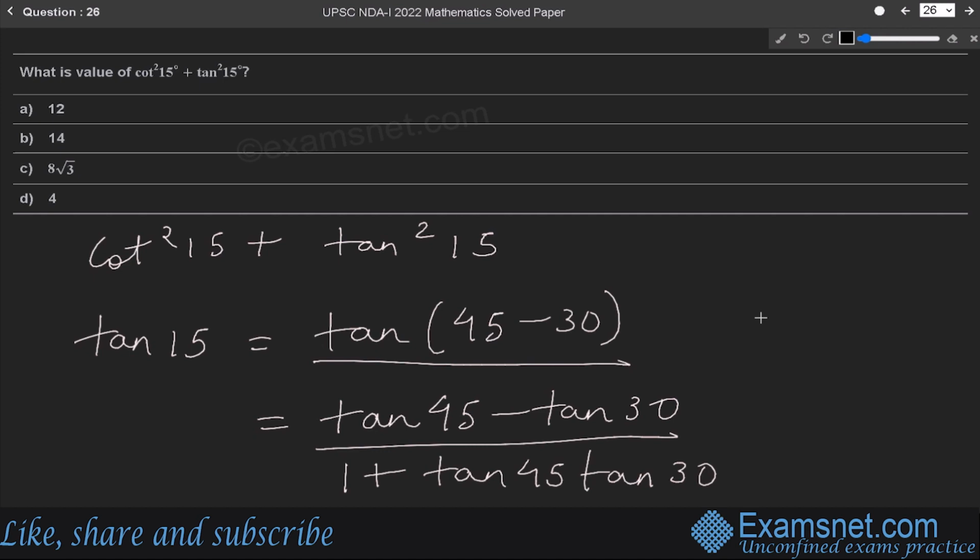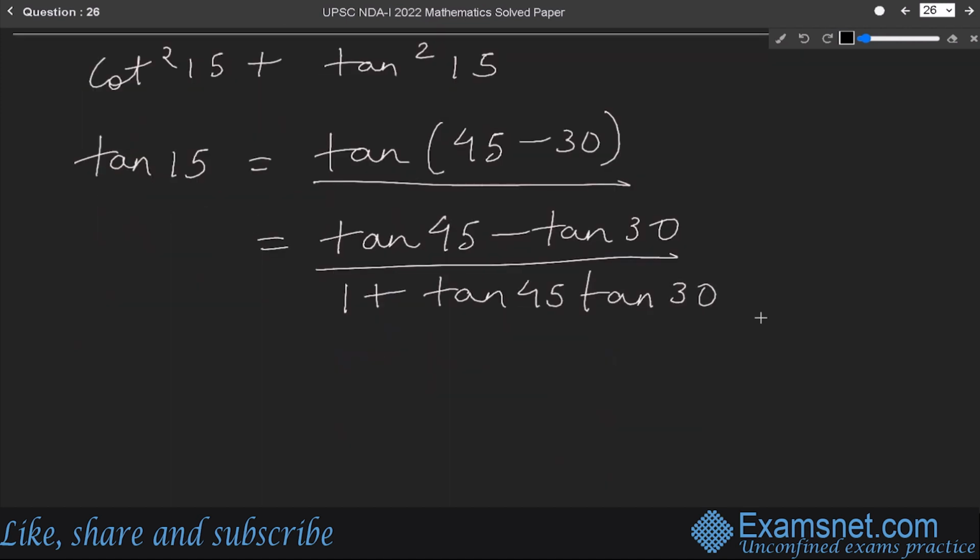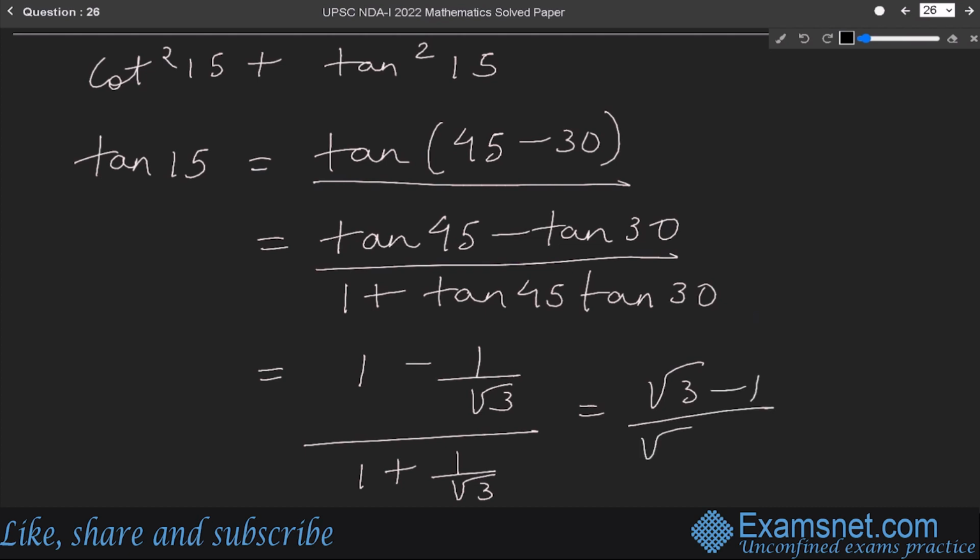I hope it is clear up to this step. We have just applied the formula for tan(A minus B). Now keeping the values, tan 45 is 1, tan 30 is 1 upon root 3. Again, 1 plus 1 upon root 3, which becomes (root 3 minus 1) upon (root 3 plus 1).